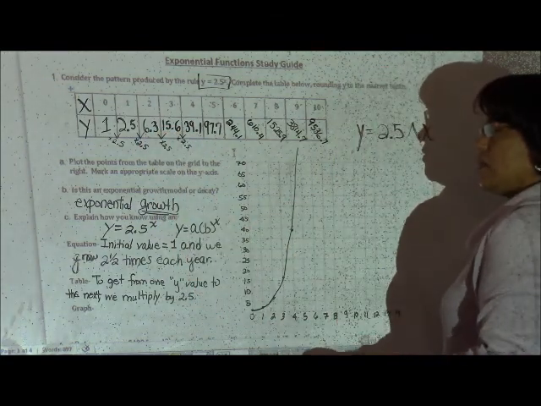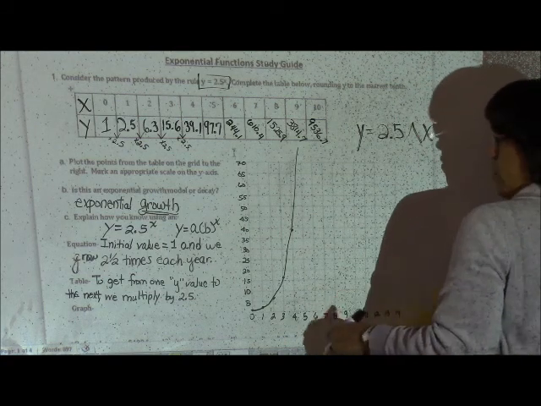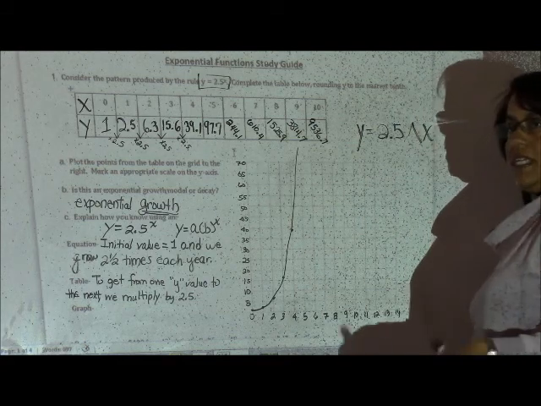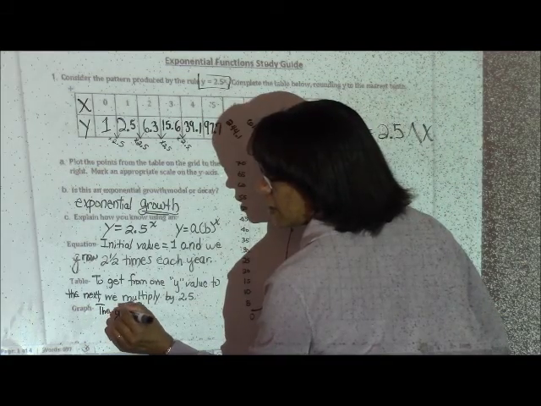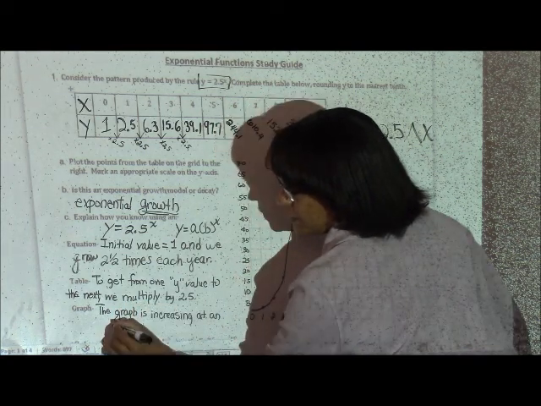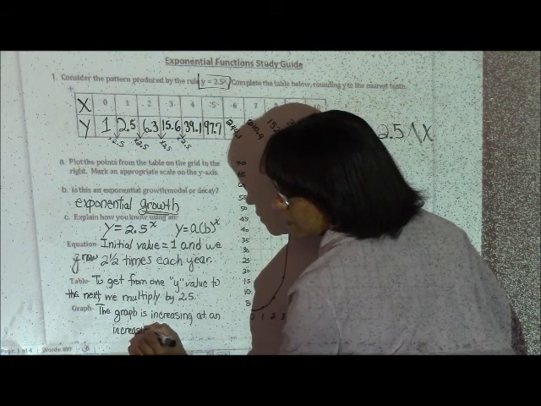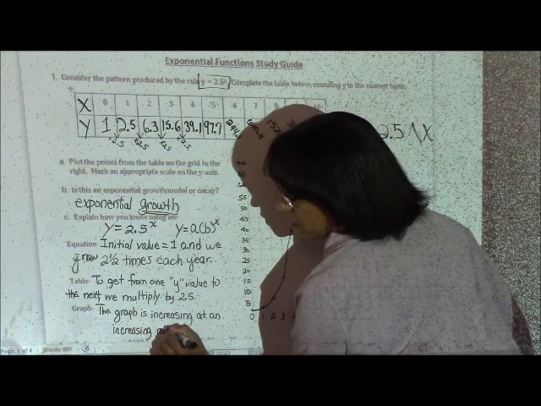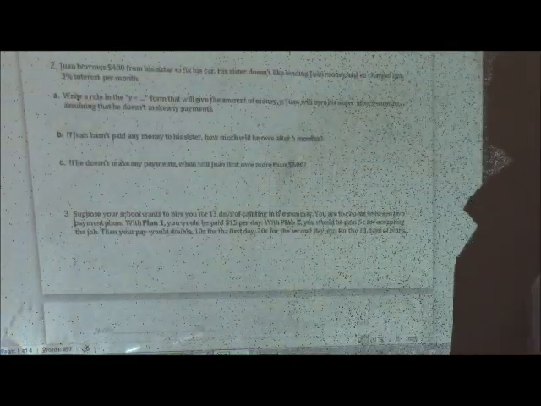And that's also how we know it's exponential. If we look at the graph, we know that the graph is increasing. It's not increasing at a constant rate, or it would be linear. It is increasing, and that's how you know it's exponential. Let's move on to number 2.